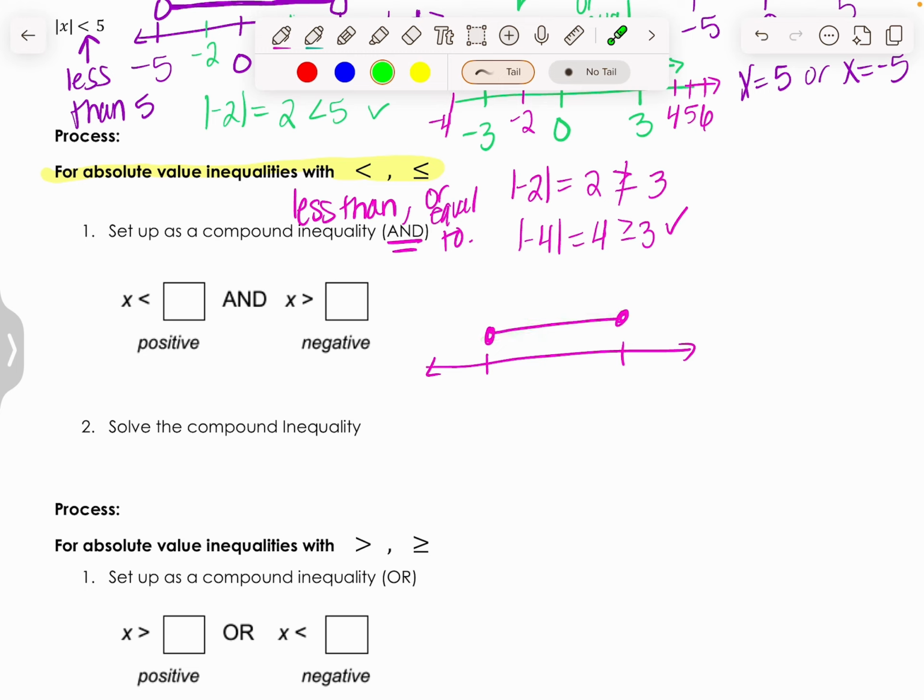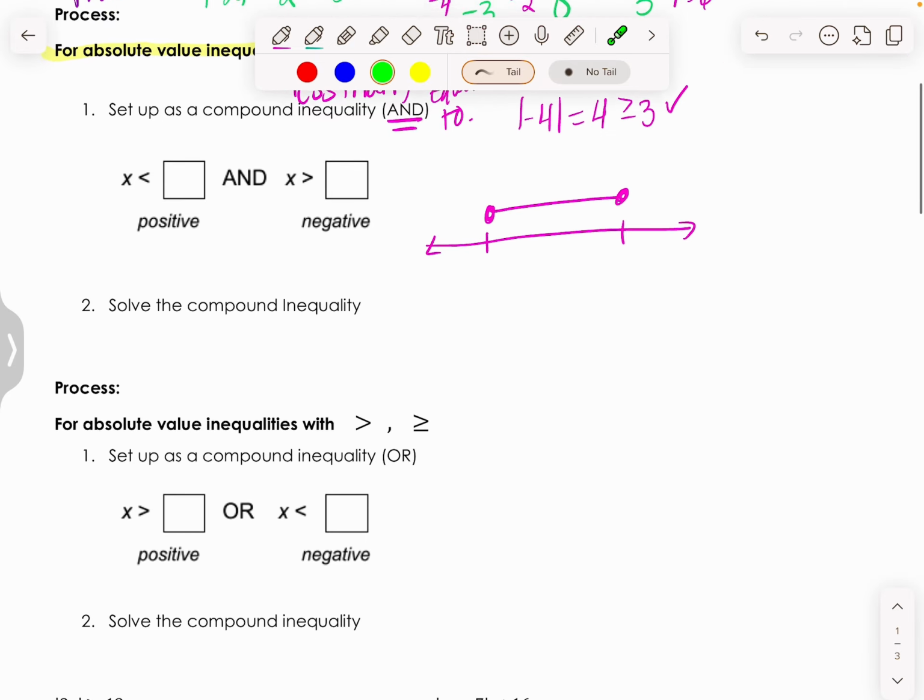So when we're solving an absolute value with less than or equal to, we're going to start by setting up a compound inequality, and we're going to start with an and, then we're going to solve that compound inequality. And then we can graph it.